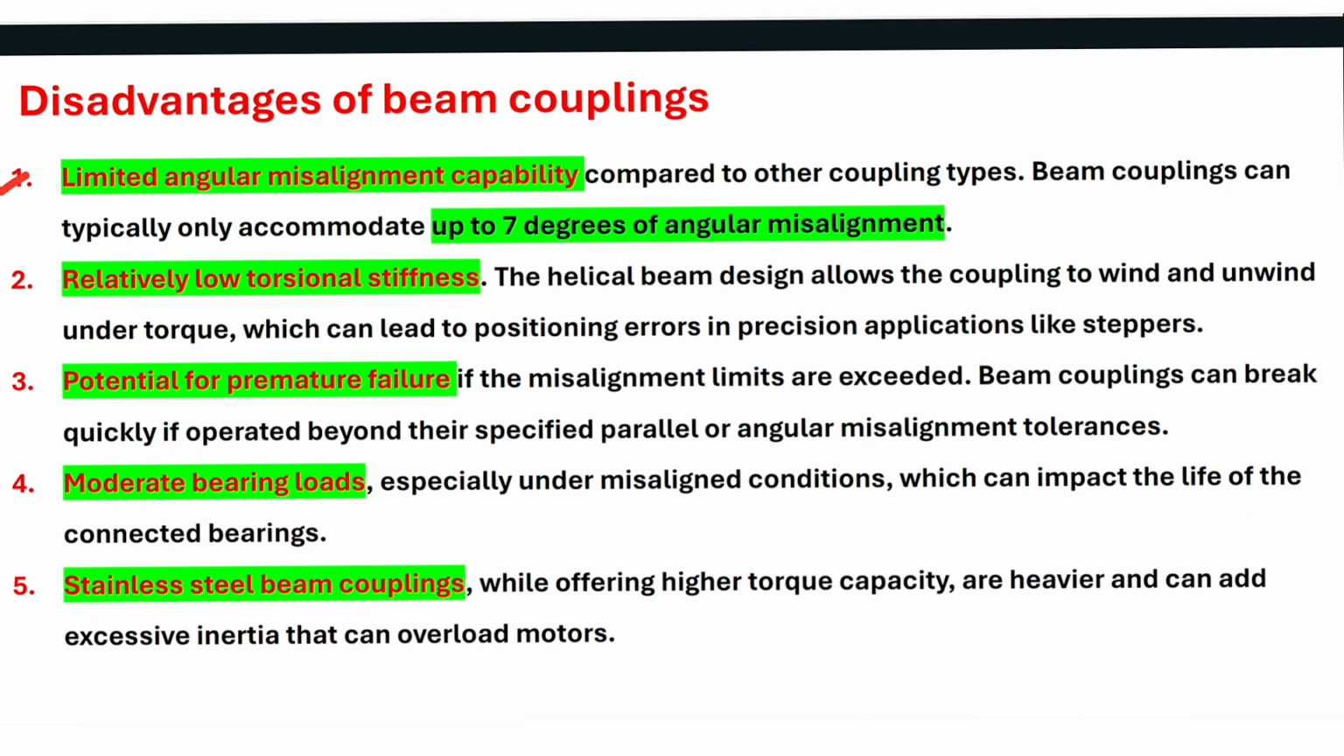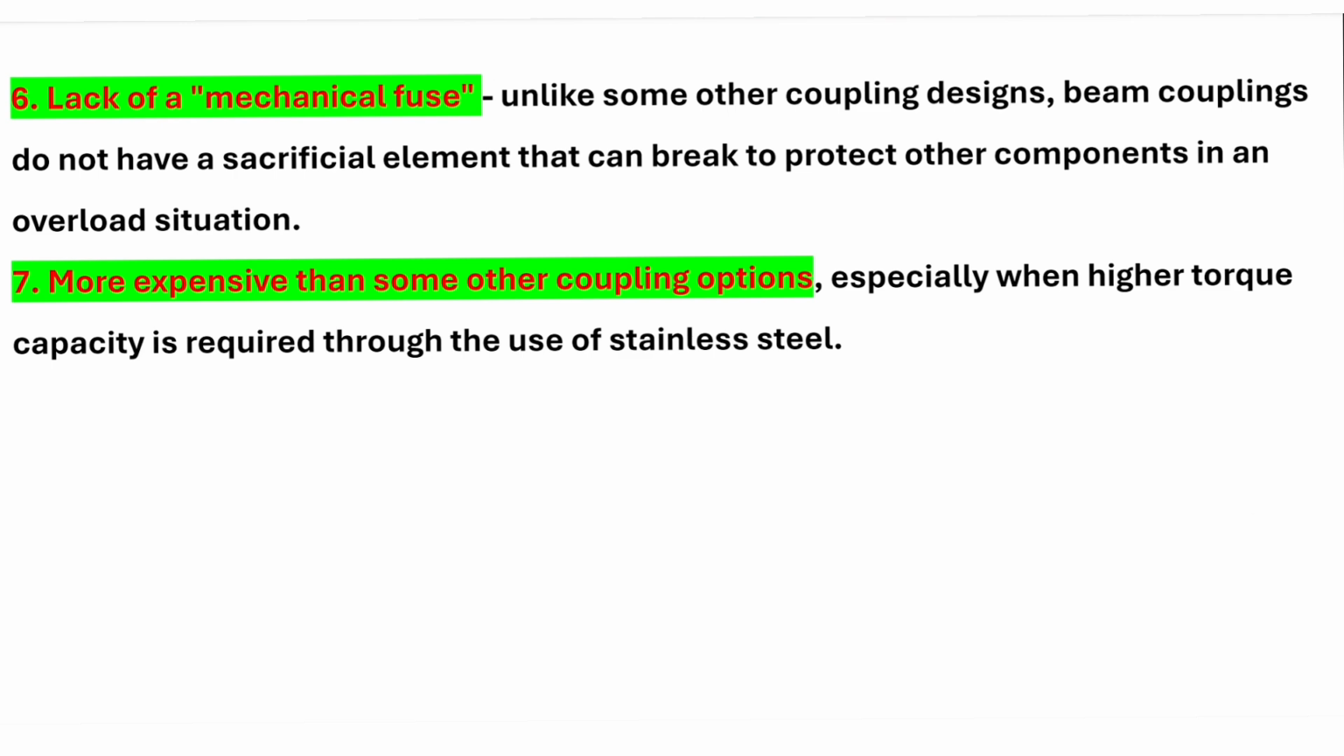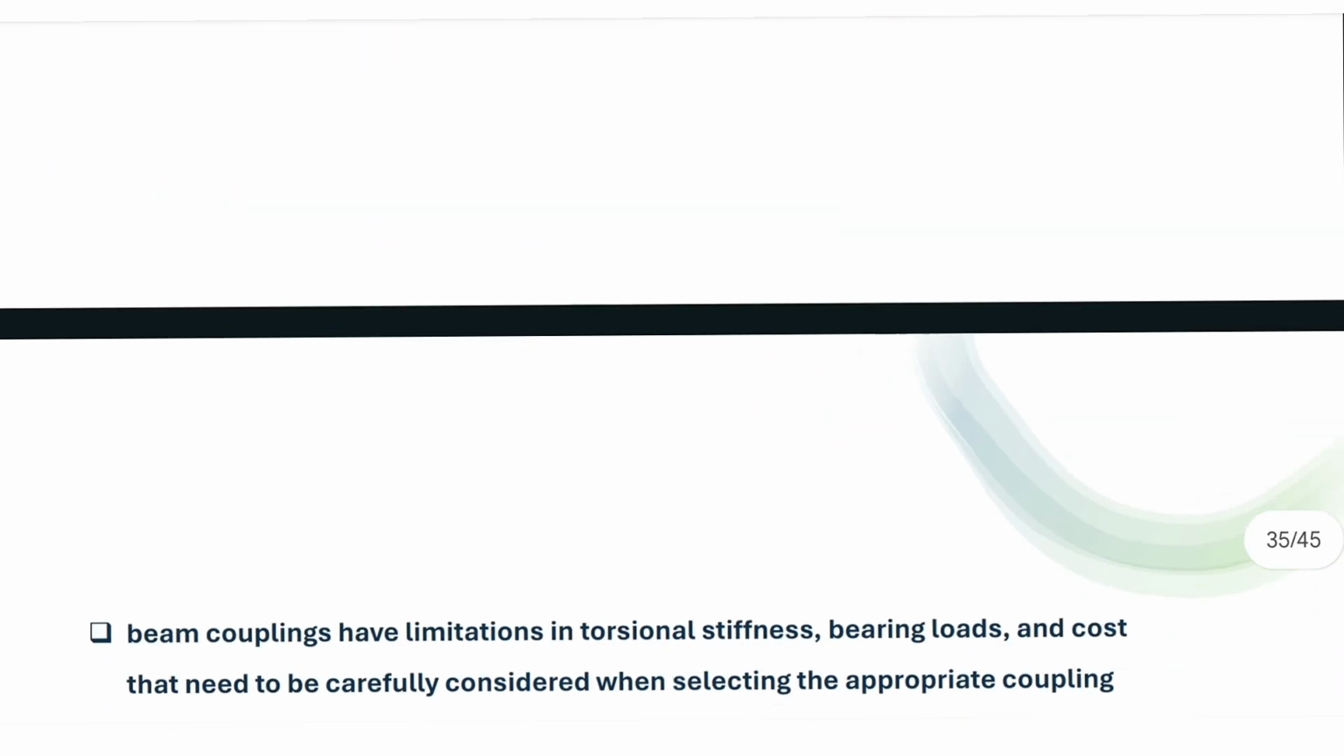Okay. Disadvantages of beam coupling. First disadvantage is limited angular misalignment capability. Second is reliability, low torsional stiffness. Third is potential for premature failure. And fourth is moderate bearing loads. And fifth is stainless steel beam couplings. Okay. And sixth is lack of mechanical fail-safe and more expensive than some other coupling options.